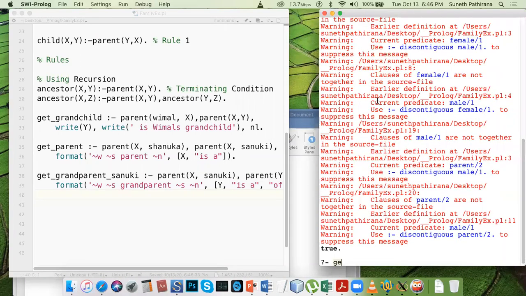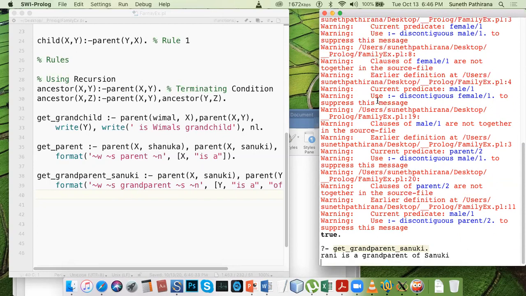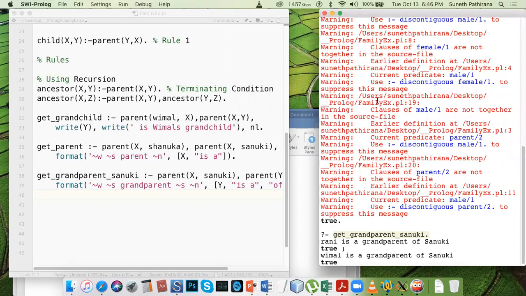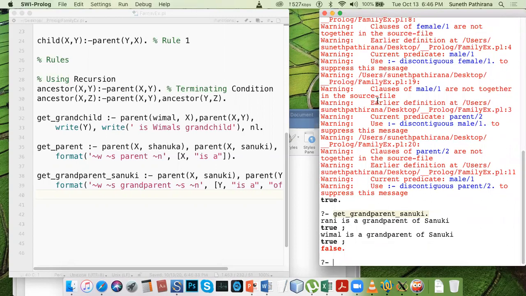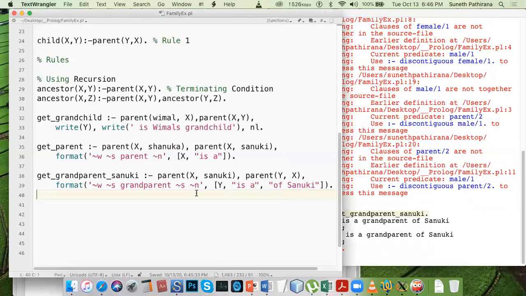To get grandparent of Sanuki. Rani is a grandparent of Sanuki, true. Then Vimal is a grandparent of Sanuki. That's all. Okay. I think you can understand these special characters, like percentage mark c, percentage mark d, percentage mark s in other languages. So ~w means write, ~s means string, ~s means another string. There are two strings to be placed.